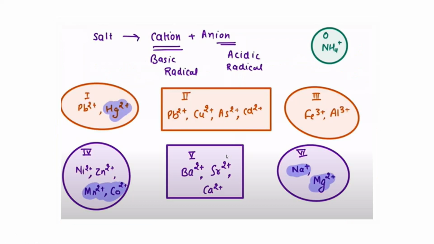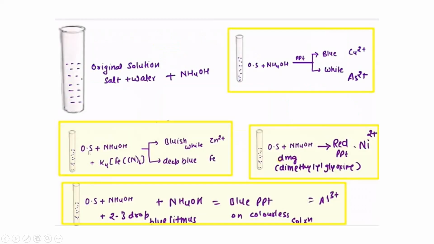Here again, coming back to the group separation. Iron is in the third group and zinc is in the fourth group. Right. So if you add NH4OH plus potassium ferrocyanide, there is a bluish white, now it shows the presence of fourth group zinc, and if there is a deep blue color, now it shows the presence of third group iron. There is no possibility here for the presence of iron.